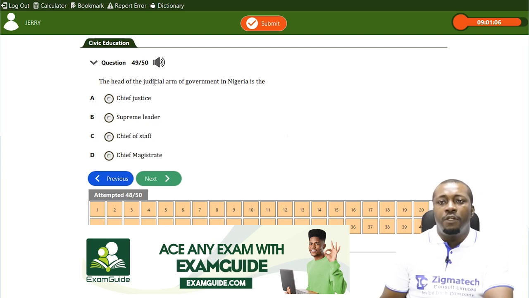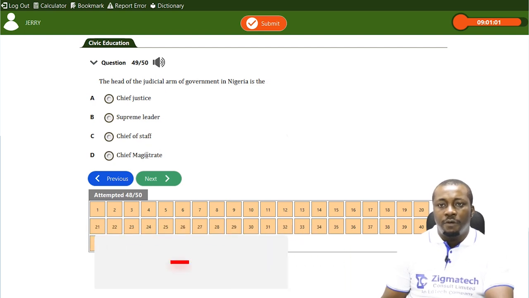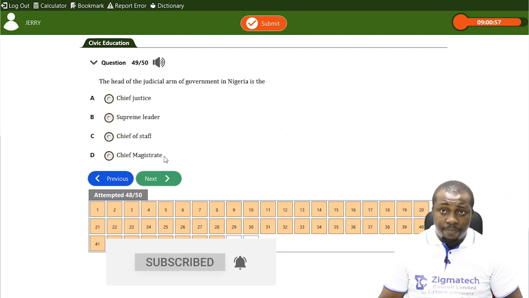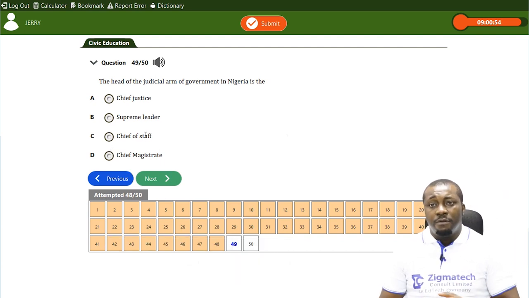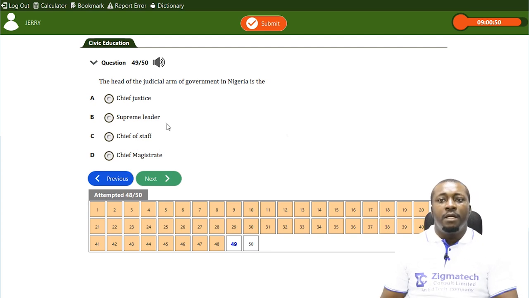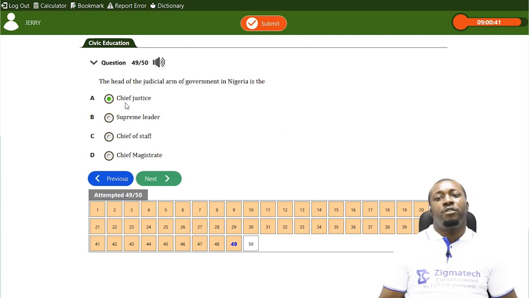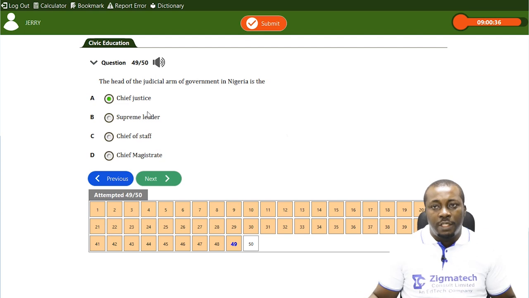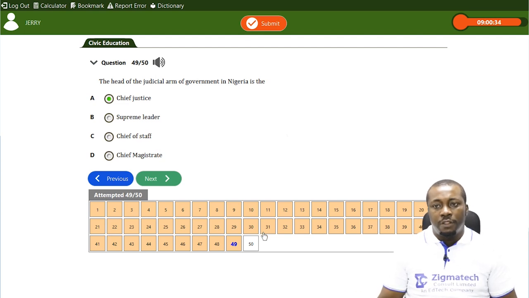Now, the head of the judicial arm of government in Nigeria is... a chief magistrate? That's the head of magistrate court. It is not the head of the judiciary. Is it a chief of staff? No, chief of staff, no. It's even a member of the executive. Is it a supreme leader? That one, at times you see it in Islam. Now, it is chief justice of the federation. Now, if they ask you in Nigeria at the state level, you say chief judge of the state. But since they say Nigeria, chief justice.